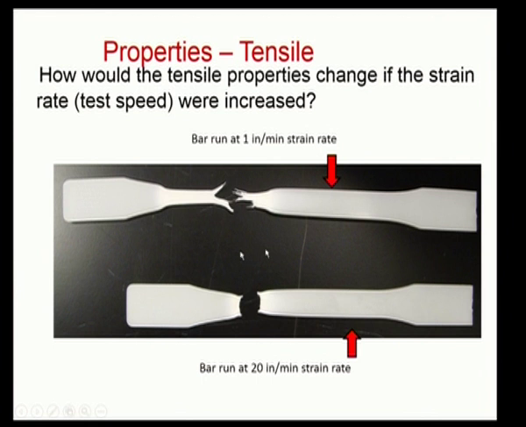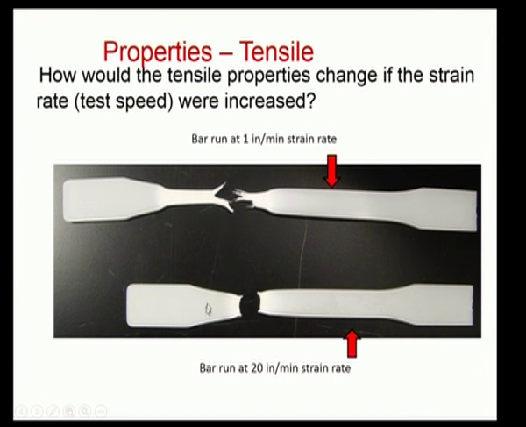So this is the first sample. This is the bar run at 1 inch per minute strain rate. So the test speed here is 1 inch per minute, which compared to 20 inch per minute is very less. As a result, you could see the sample gets elongated, or it has undergone more deformation, or there is more strain it has undergone before the material has failed.